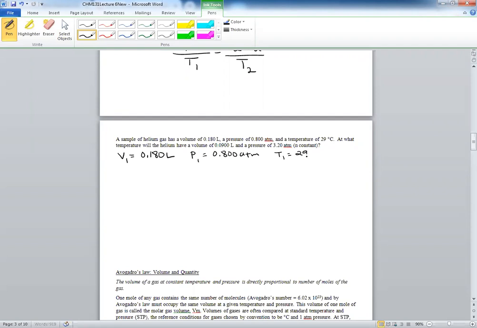Now remember, in gases, we always convert to Kelvin. We need it in Kelvin. So it's very simple. All you have to do is add 273. So in this case, when you add the 273 to 29, you get 302. So again, must be in Kelvin.